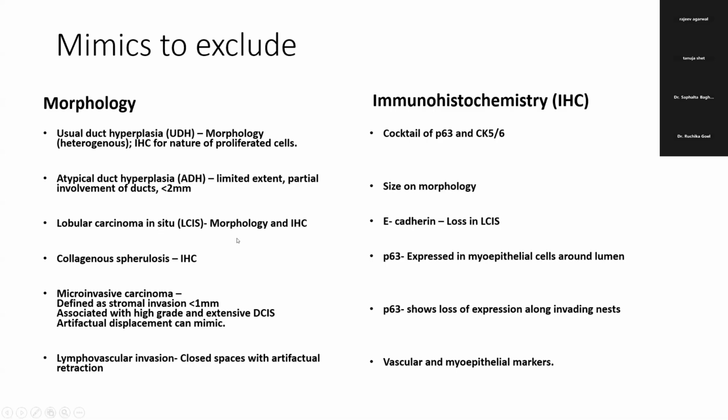Then lobular carcinoma in situ, I had shown E-cadherin loss in LCIS, and collagenous spherulosis as mentioned above. Then the microinvasive carcinoma, which is defined as a stromal invasion less than 1 millimeter. It is associated with high-grade and extensive DCIS, and artifactual displacement can mimic a microinvasive carcinoma, where the myoepithelial marker definitely helps us by showing loss of expression along the invading nests. Again, one uncommon mimic is the lymphovascular invasion, because again, they can present as closed spaces with artifactual retractions. So here we can apply the vascular marker like CD31 or a myoepithelial marker to differentiate from LVI.